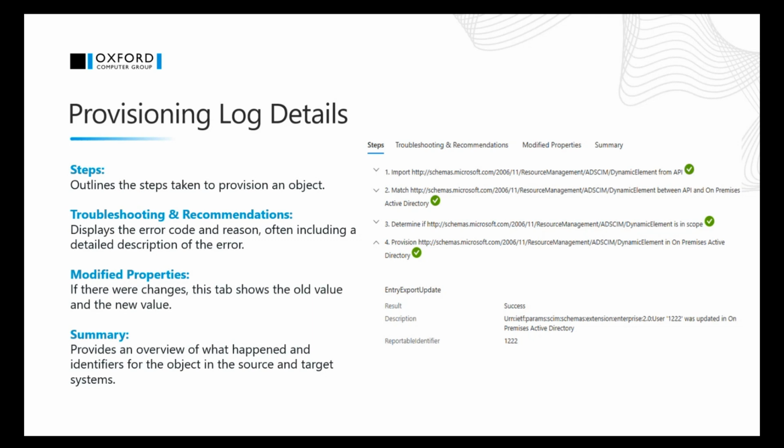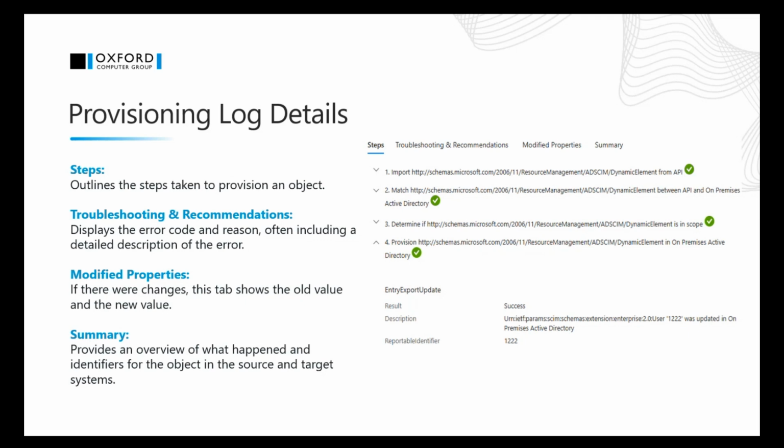Then determine if it's in scope. It's going to look at those scoping rules. Is this person in scope? All right, I've gone past that, now I'm going to provision. So we can see all of these did pass. The other tabs are troubleshooting recommendations.